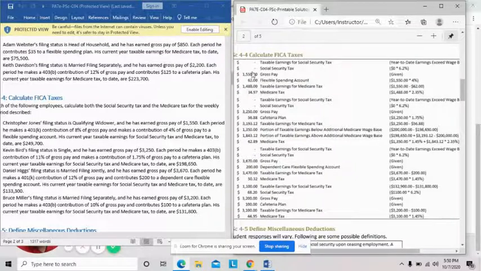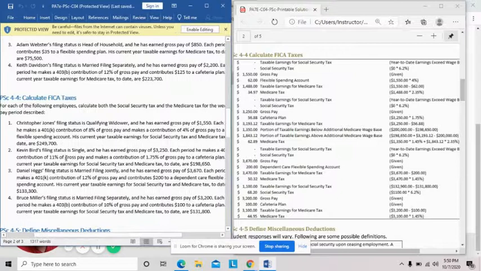Now we take the gross pay, that's given. To find the flexible spending account, we take the gross pay here, $1,550, multiplied by 4% to get $62. And then to find the taxable earnings for Medicare tax, it's $1,550 minus 62 to get $1,488. To find the Medicare tax, we take that amount, $1,488 times 2.35% equals $34.97.